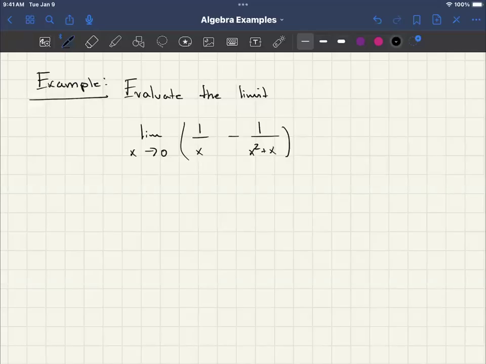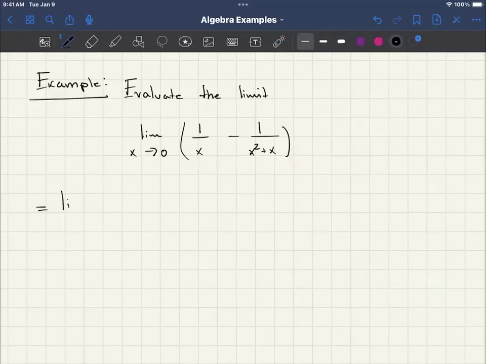Welcome to Algebra Examples. We're going to look at an example today where we are evaluating the limit as x goes to 0 of this expression here, 1 divided by x minus x squared, 1 over x squared plus x. And there is a lot of algebra that's going to happen in here for us to evaluate this limit. All right, let's dig in.